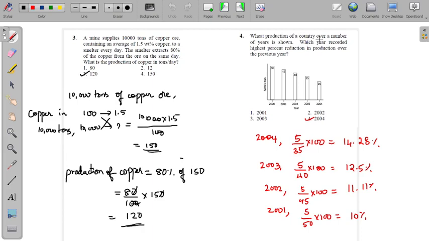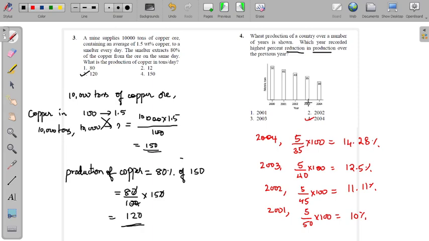Next question. Wheat production of a country over a number of years is shown in this graph. Which year recorded the highest percent reduction in production over the previous year? So let me start from the year 2004. Initially it was 35, now it is 30, meaning there is a reduction in the production over the previous year. So in the denominator, the previous year value should come, and to get percent we multiply by 100. Here the reduction from 35 to 30 is 5, divided by the previous year's production, 35, into 100, which gives you 14.28.